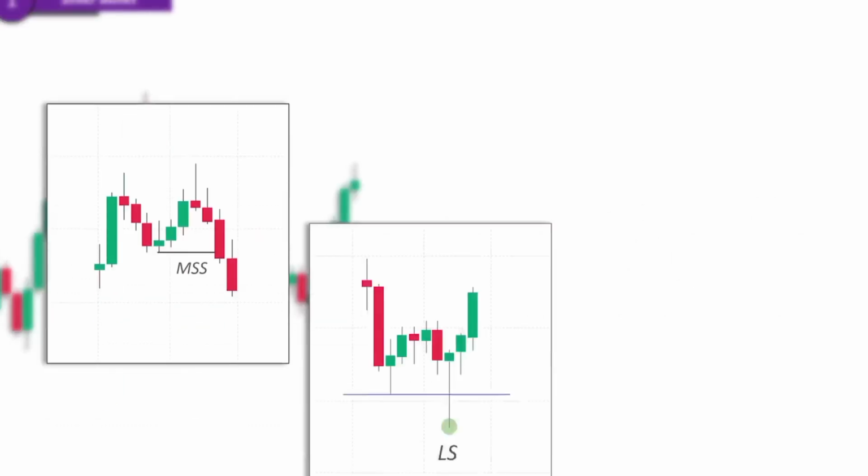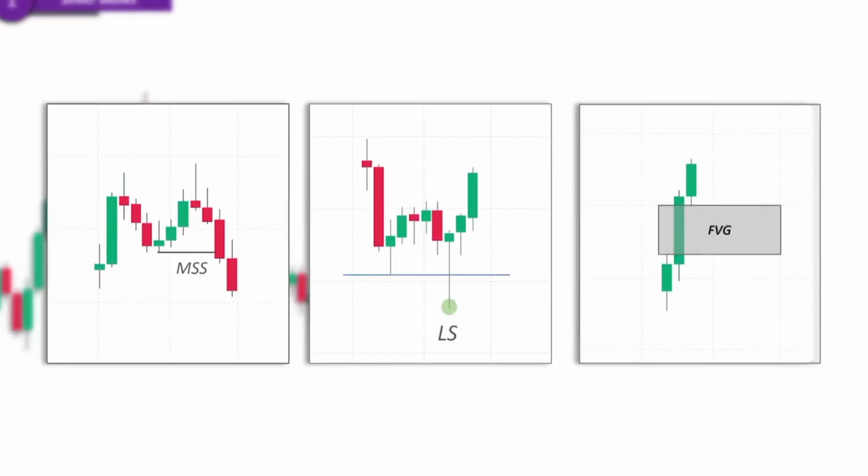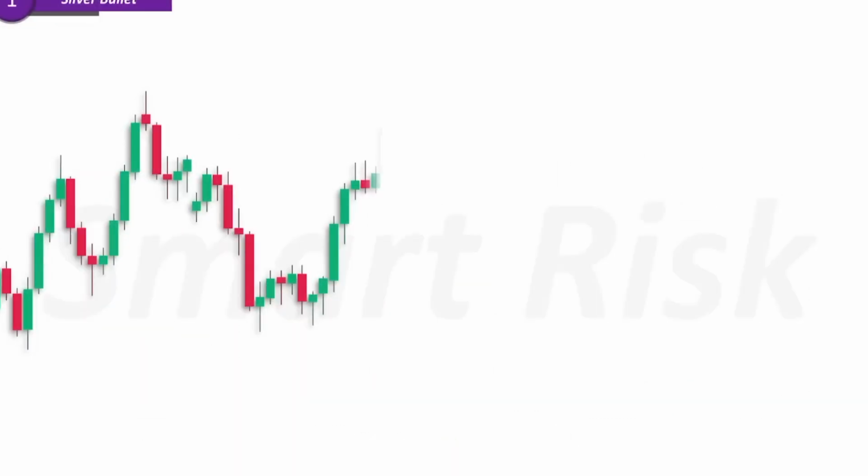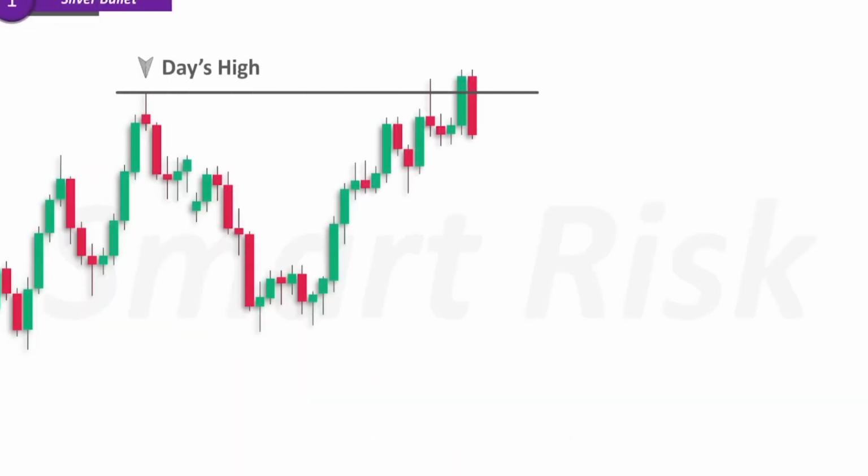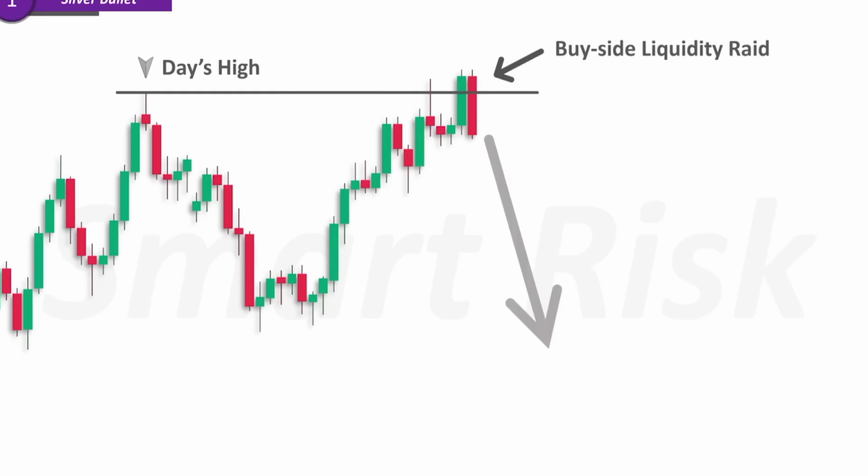The Silver Bullet is an ICT trading strategy that combines three main concepts: market structure shift, liquidity sweep, and fair value gap. To trade Silver Bullet, wait for the price to break above the day's high during the London or New York session, and then quickly return inside the range, taking out the buy-side liquidity. This liquidity sweep above the key structure of the day signals a possible upcoming reversal.